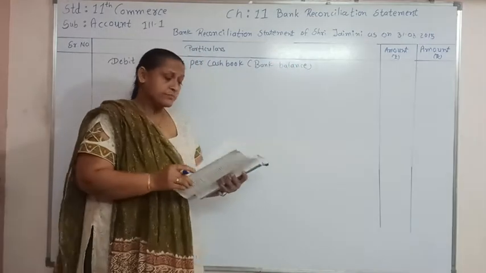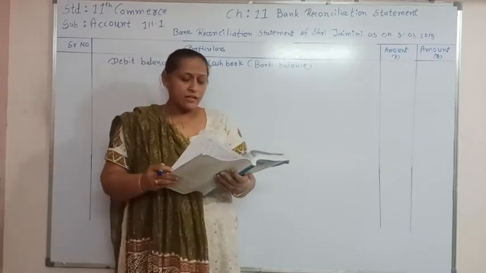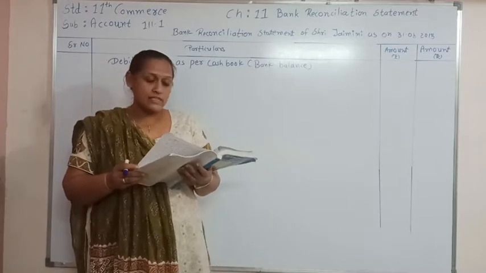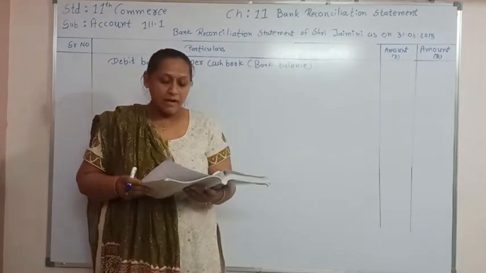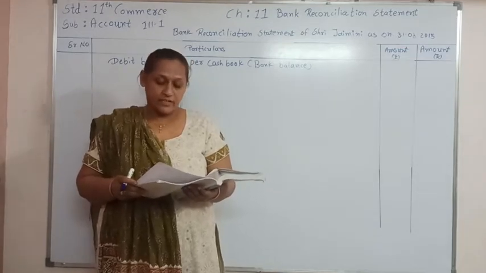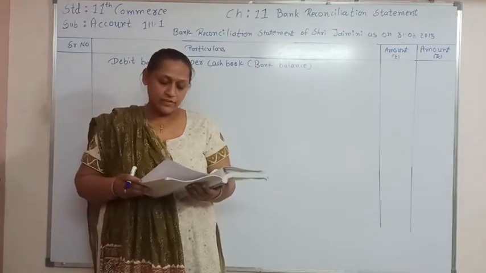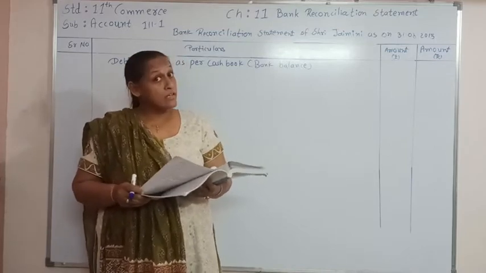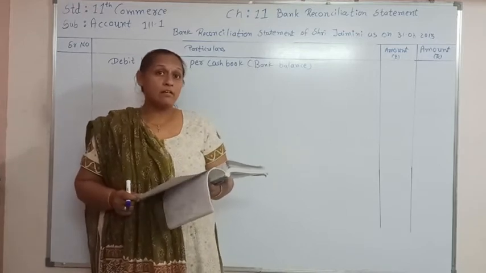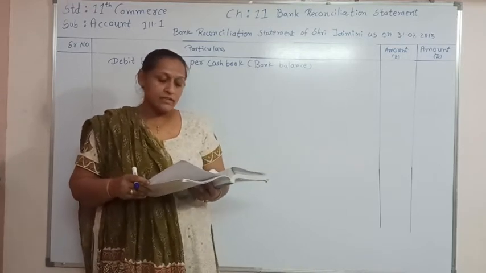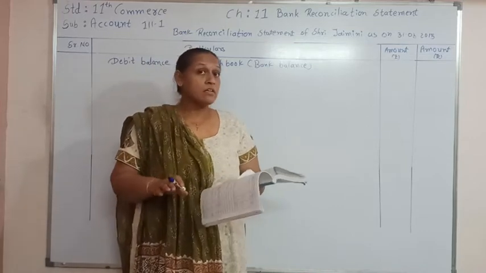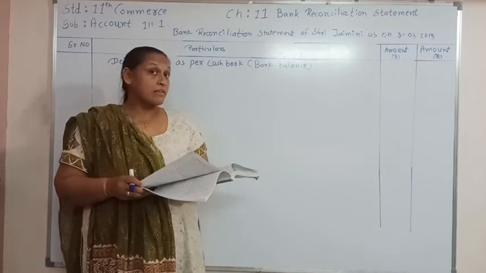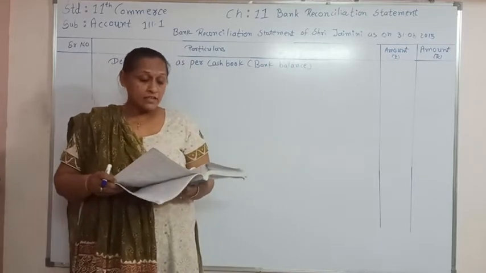So here this is our starting. Now let's see the first transaction, that is a check of rupees 6,000 is deposited in bank on 28/3/15, but till 31st 3/15 bank has not credited the same in Jaimini's account. So here what happened for this transaction, that we have already deposited the check in the bank. So here in the cash book it is already written, but bank has not credited the same.